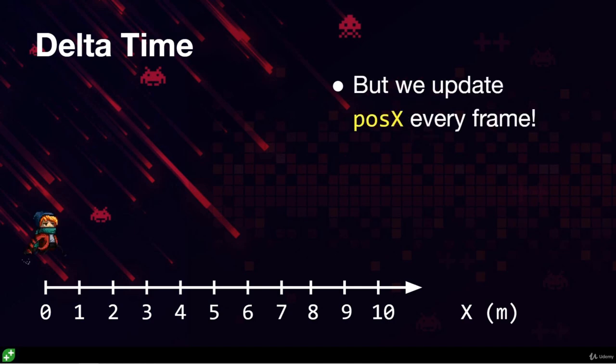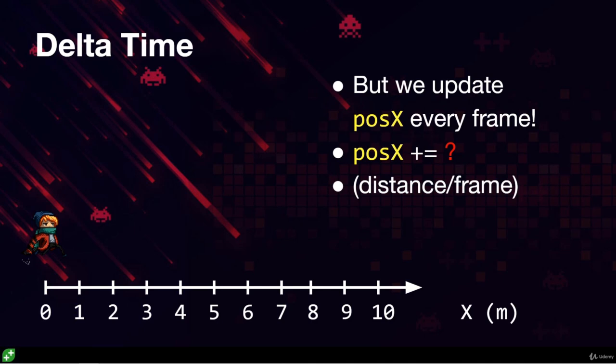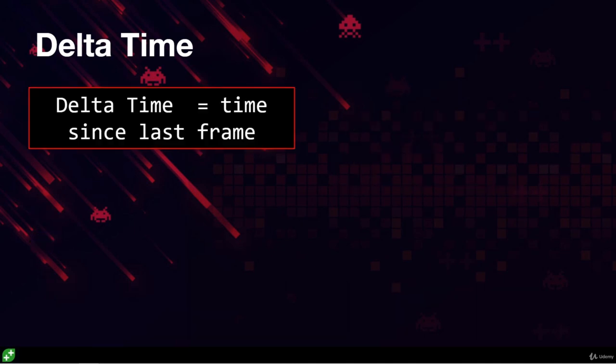Now, it'd be nice to have a velocity that's independent of frame rate, but we update the position every frame. So we have to add something every frame, but if we want it to be consistent, no matter how the frame rate varies, what exactly do we add? How much distance per frame do we advance Scarfy? This is where delta time comes in.